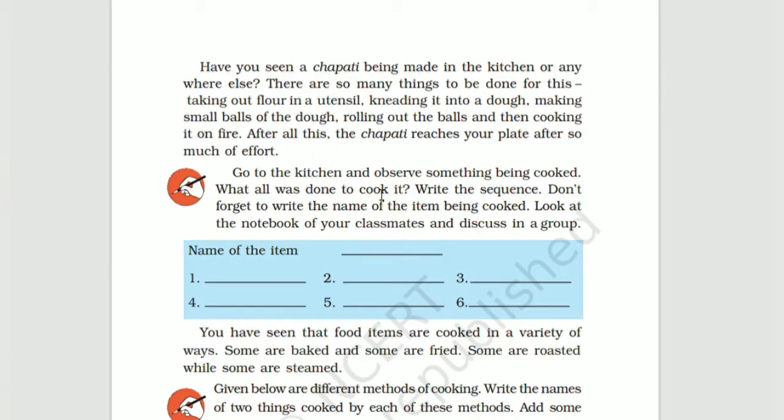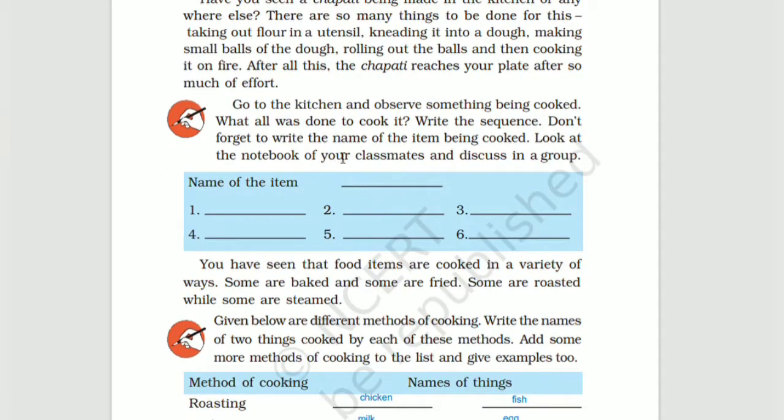Go to the kitchen and observe something being cooked. What all was that? You should observe this while going to the kitchen. You should ask your mother what they are going to prepare, and what substances are needed to be cooked. Write the sequence. Don't forget to write the name of the item being cooked.